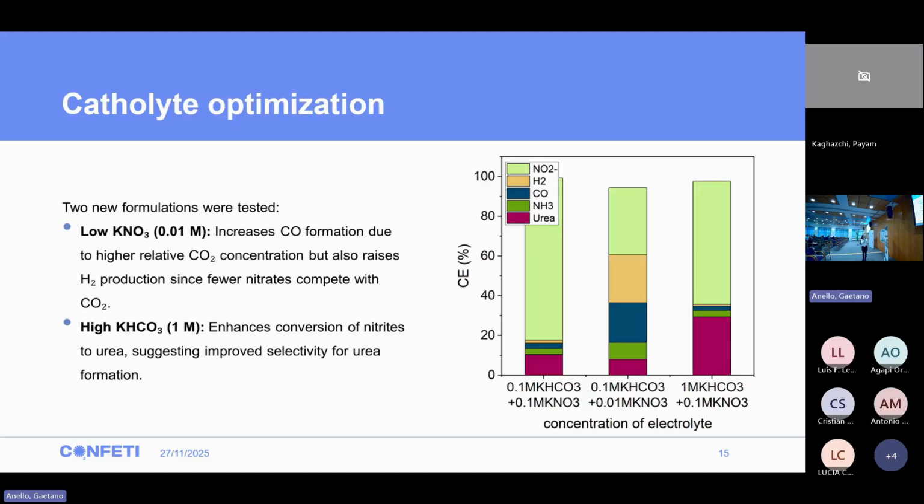And the second formulation that we tried was to increase the concentration of potassium bicarbonate to 1 molar instead of 0.1 molar. And there we noticed an increase in urea, and the efficiency reached around 30%.